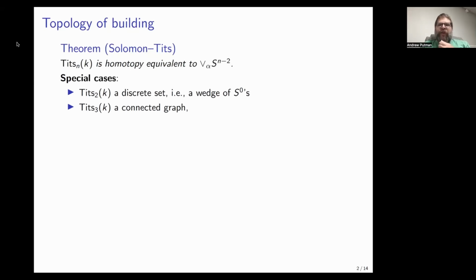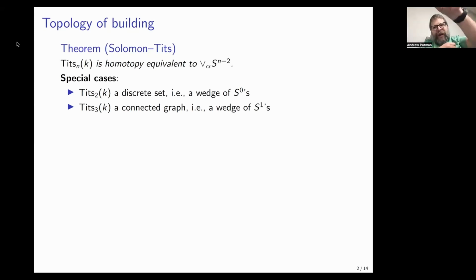Tits 3 of K, we just argued in the previous slide, was a connected graph. A connected graph is a wedge of circles. This is a familiar fact to topologists. You have some kind of complicated connected graph, and you choose a maximal tree inside that graph. You can always do that. It's a subtree, a connected tree with no cycles, and it contains every vertex. You can construct that by starting and adding vertices one at a time while keeping it a tree. If you keep going, maybe using Zorn's lemma if it's infinite, this will be a maximal tree.